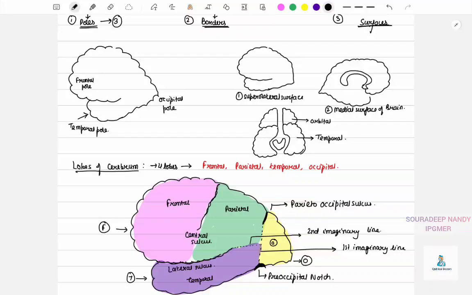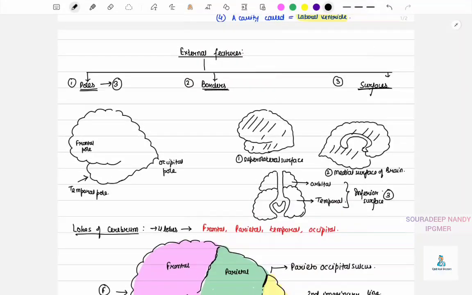And why is it called the temporal surface? Because it is the part of the temporal lobe, and it is the inferior surface of the temporal lobe. So both of them form the inferior surface. So there are 3 surfaces. There is the superolateral surface, there is the medial surface where we can see the cut section of the corpus callosum, and there is the inferior surface where we can see two different surfaces, the orbital and the temporal surface. Now coming to the borders.